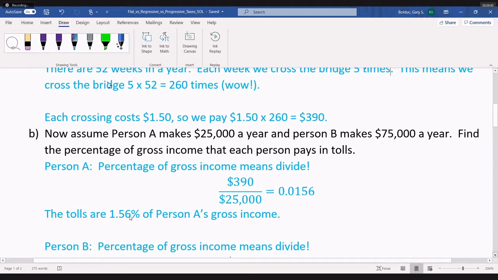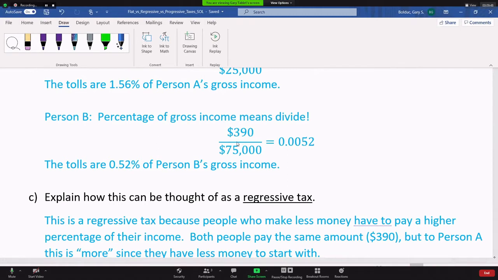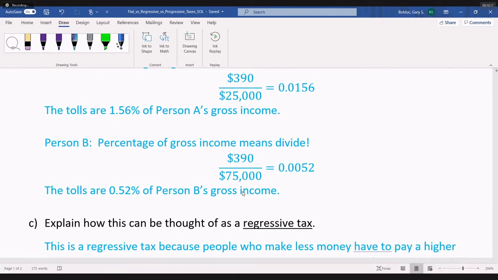Okay, so what about person B? Person B, on the other hand, still pays $390, but they have $75,000 of income. So if we look at that percentage, we end up with 0.52%, so about 0.5%. Let's go back up and compare these two. Person A pays 1.5% of their income. Person B pays 0.5% of their gross income. But they're paying the same amount, $390.